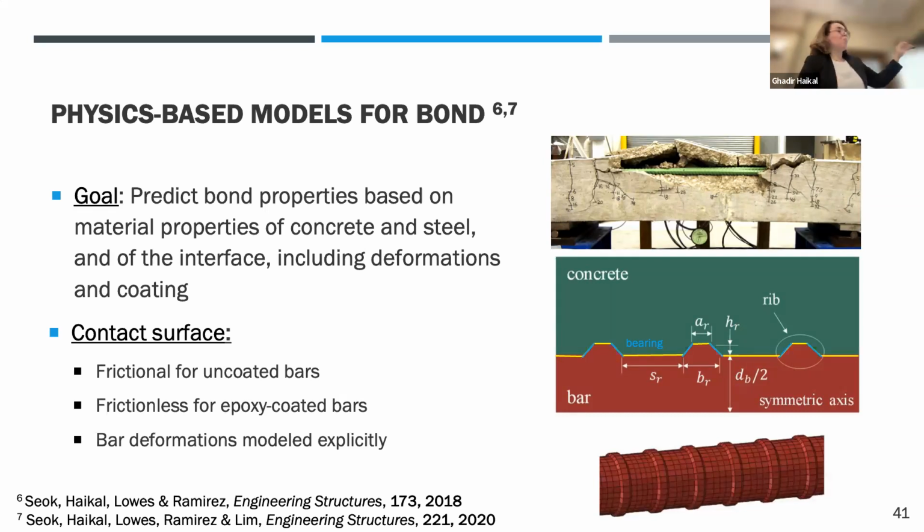This is what the finite element model looks like. So this is an approximation of the deformations. As you know, the deformations usually are spirals. But we were able to verify that modeling them as circular rings around the bar is actually equivalent as long as we have the same surface area.